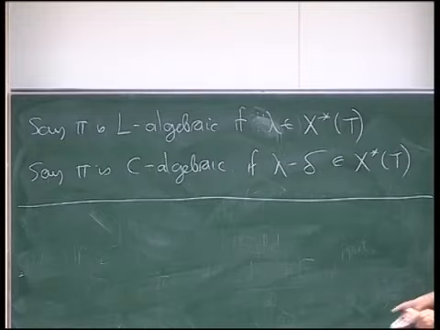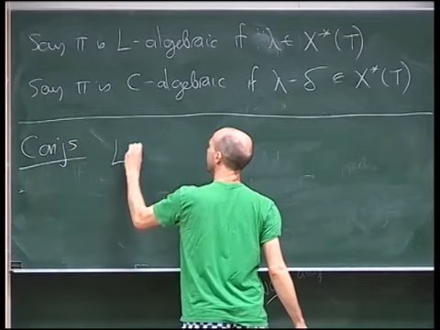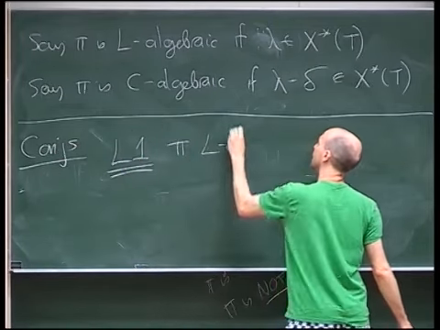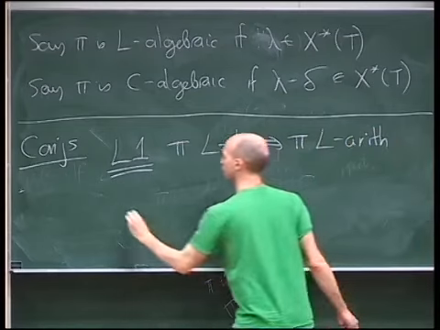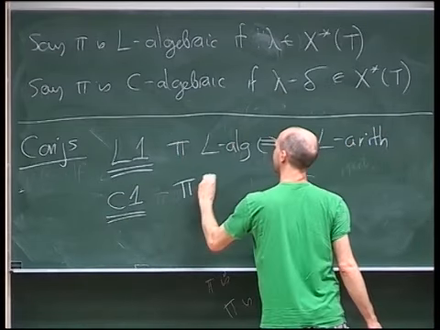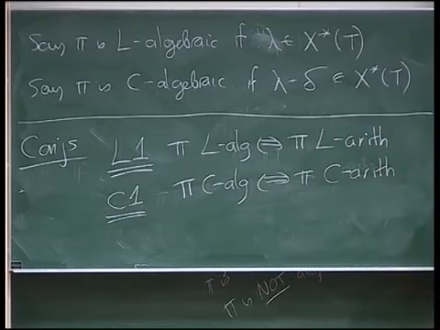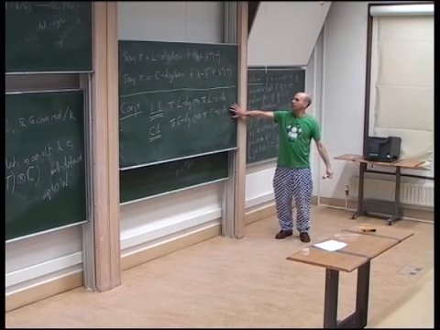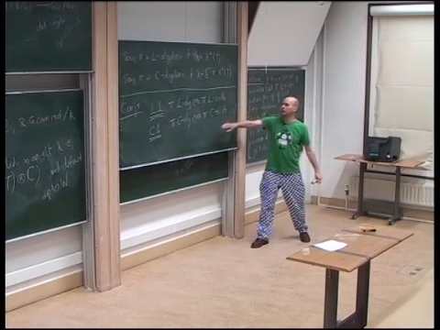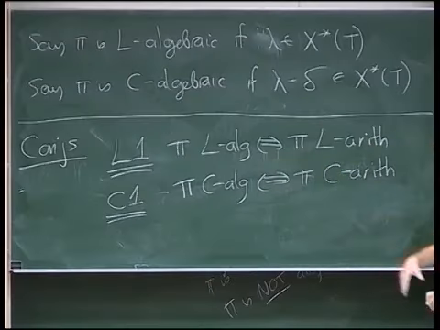tells you what's coming. So here are the big conjectures then. Conjecture L1 is that pi is L-algebraic if and only if pi is L-arithmetic. And conjecture C1 is that pi is C-algebraic if and only if pi is C-arithmetic. So for the group GLn, Clozel conjectured that arithmetic if and only if algebraic. For GLn, these conjectures are equivalent because if you're C-arithmetic, then some twist is L-arithmetic. And these notions are equal up to a non-trivial twist.